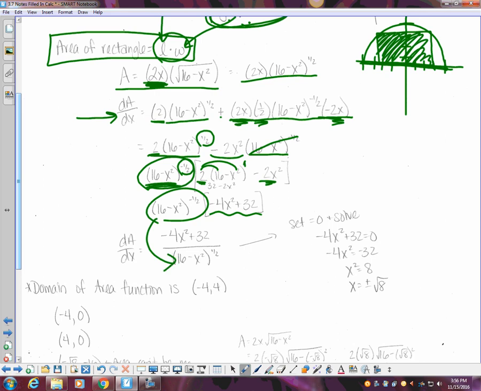So here I am. This is my first derivative. Then I set it equal to 0. The bottom's going to fall away. I subtracted my 32 over. I divided by -4, and then I rooted both sides. So x equals plus or minus root 8. The positive root 8 is going to be this distance, and the negative root 8 is going to be this distance. So I'm just going to deal with the positive one. So x is a positive root 8.